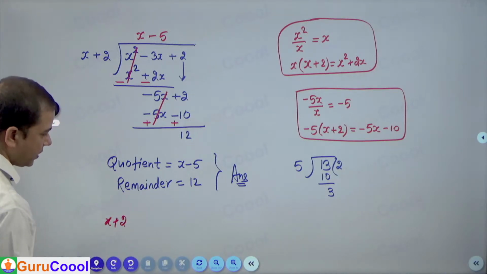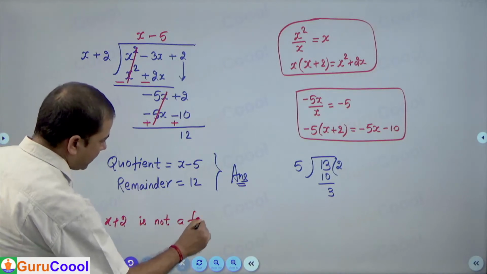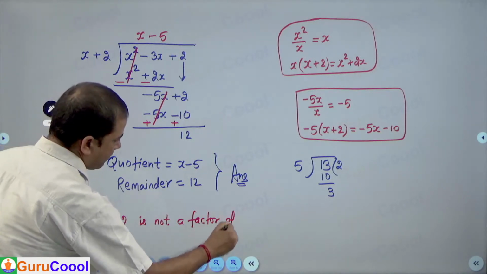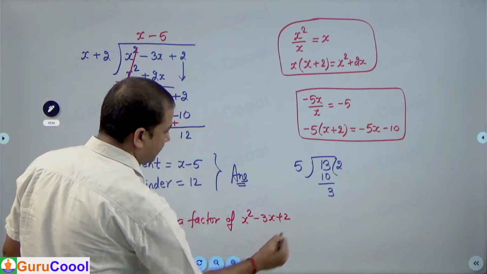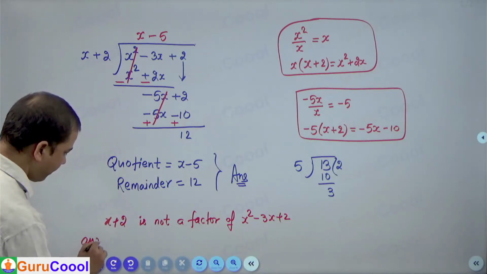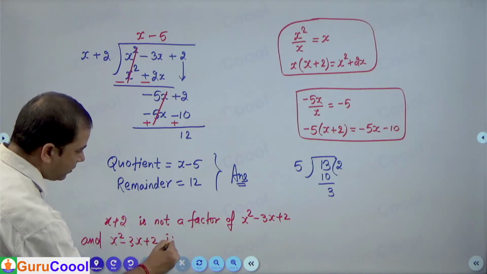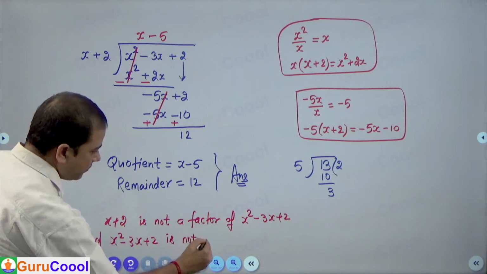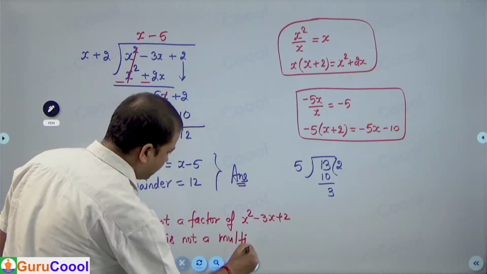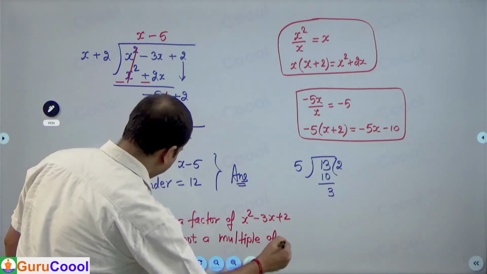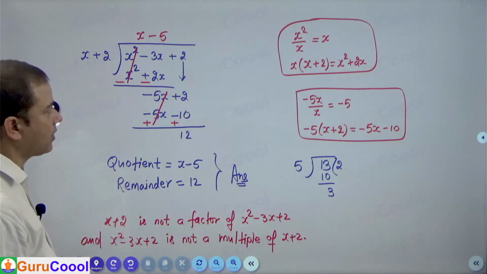This is extra information. x plus 2 is not a factor of x square minus 3x plus 2, and x square minus 3x plus 2 is not a multiple of x plus 2. Why is voice not coming?